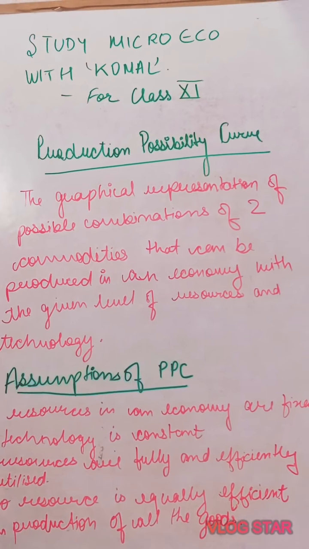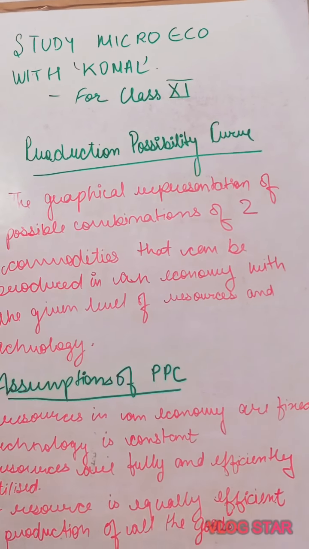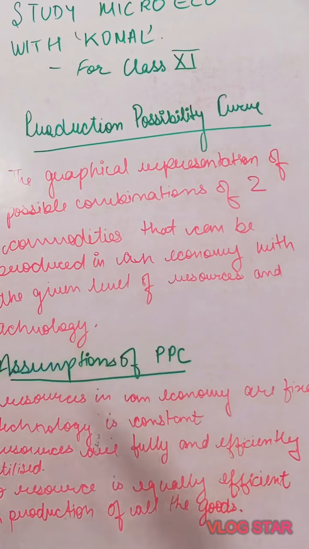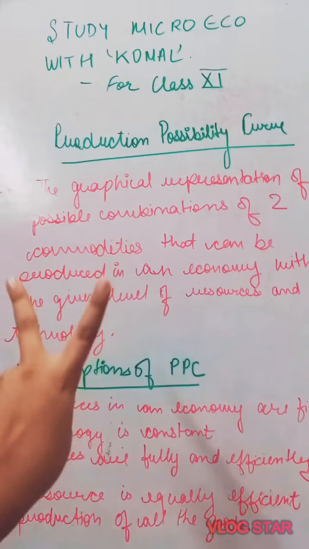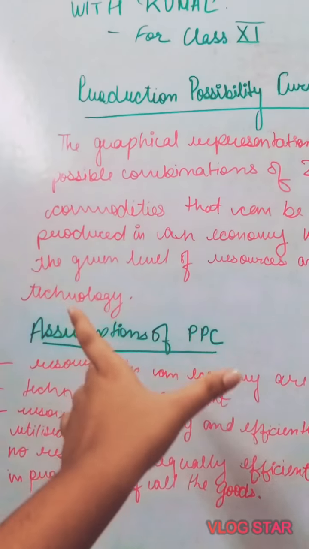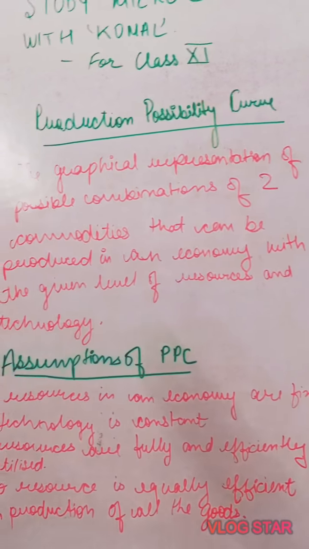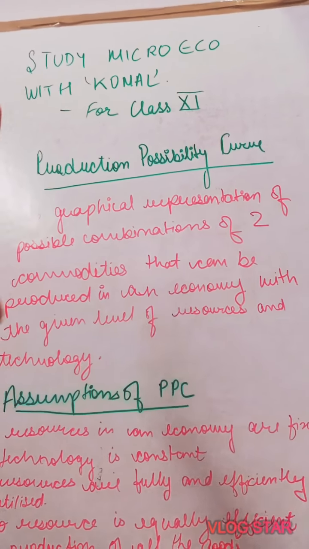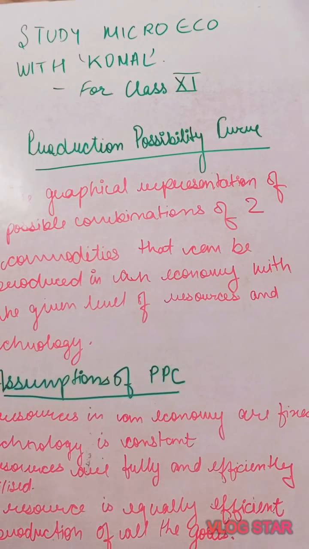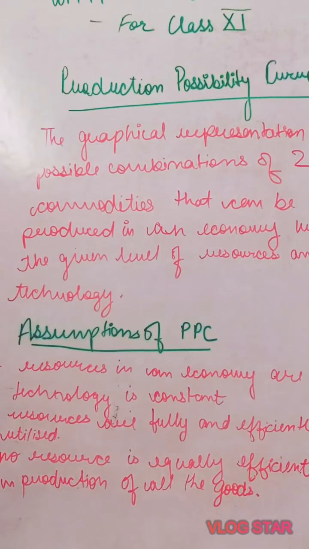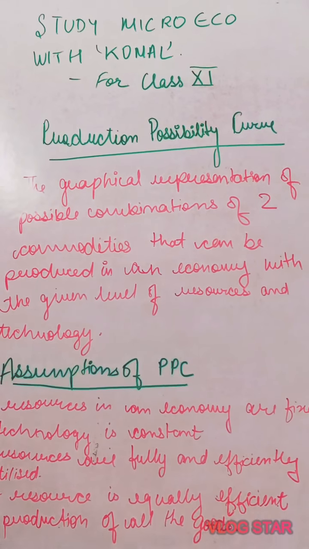So friends, the first topic is production possibility curve: the graphical representation of possible combinations of two commodities that can be produced in an economy with the given level of resources and technology. This statement means that we graphically represent two commodities or more than two commodities, mostly two commodities, because we want a comparison between them. To compare those two commodities, we try to plot them on a graph, and we can check how many resources are being used and what kind of technology is being used to utilize those resources. This is the representation of the production possibility curve.